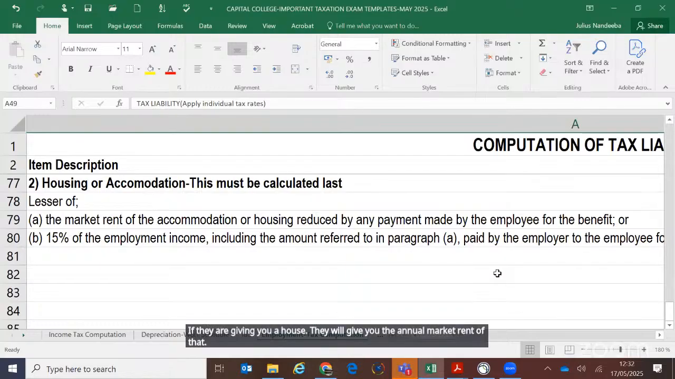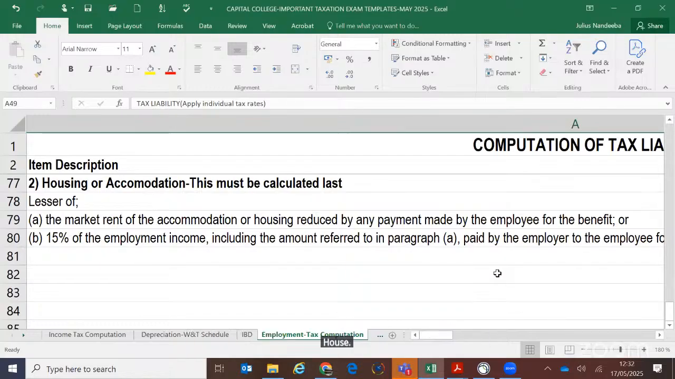If they are giving you a house, they will give you the annual market rent of that house. They will say, whereas we give this employee a house, the annual market rent of this house is 24 million. And the employee contributes, say for example, 200,000 per month, meaning he contributes 2.4. So you get 24 minus 2.4. So what the employer is paying for you, if it is per month, multiplied by 12 minus your contribution as an employee. Or what the market value of the house is minus the employee's contribution.